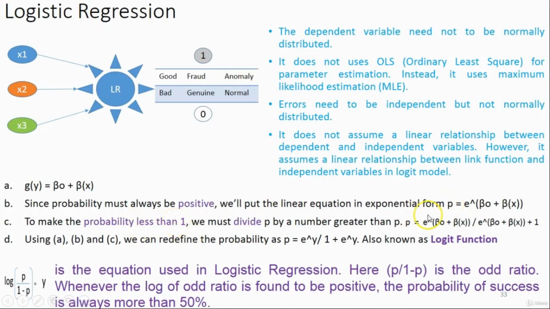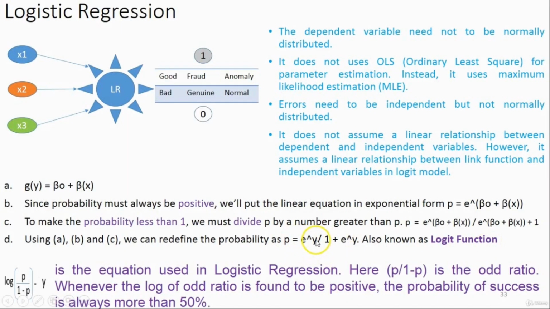And we know that probability has to be less than 1. So we divide this p by something greater than p itself. How can we do it? This is the p we have defined in the equation, and we divide by p plus 1. Whatever this number is, 1 plus this piece will always be bigger than this part, so p will always be less than 1. Once you combine all three, you get p equal to this, and this is also known as the logit function.